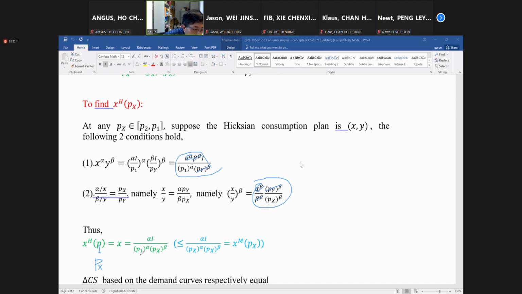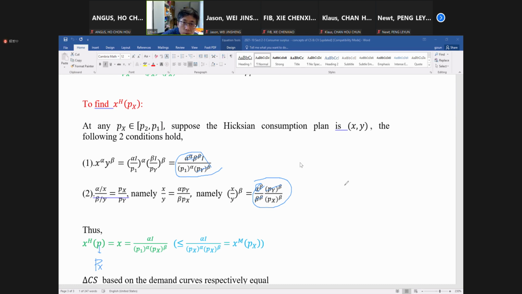Why does P1 matter? Because when we consider Hicks demand, we fix the utility. What level of utility do we fix at? At the old price P1 level. So that's why in Hicks demand, we must have P1. Because Hicks demand also captures some information about the original state. In the original situation, the price is P1. So that price must be part of the so-called utility level.